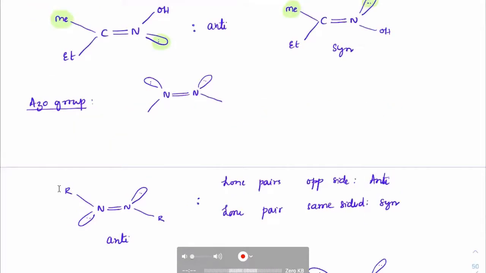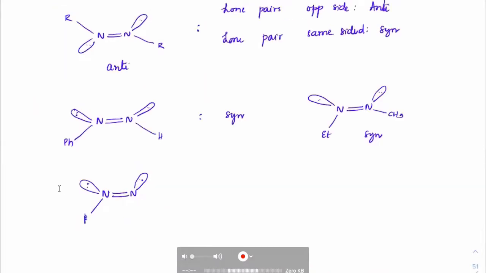Either you compare both H or lone pair. If they are on the same side, that should be syn. This way it is there now, hydrogen and hydrogen. What is this one? This is still syn. In your case, N double bond N, methyl is there, ethyl is there. You put it this way. What is this one? Lone pairs are opposite. So what is this? It has to be anti.